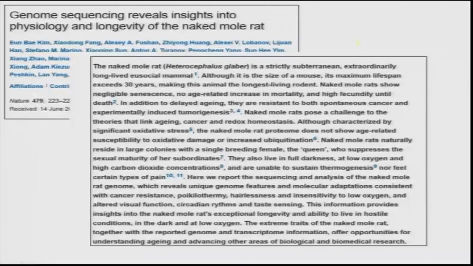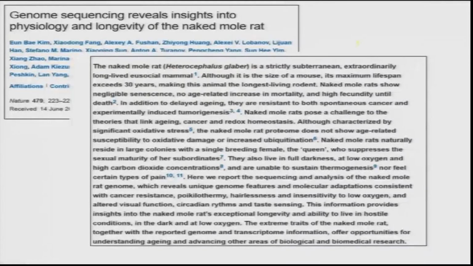And then cancer, they say, happens because death has to happen, and redox homeostasis, because even your ability to cope with cellular stress goes down with aging, but nothing happens in this animal. Although characterized by significant oxidative stress, the naked mole rat proteome does not show age-related susceptibility to oxidative damage. No damage happens. There is no increased ubiquitination, which would indicate that proteins are damaged. Nothing happens here.